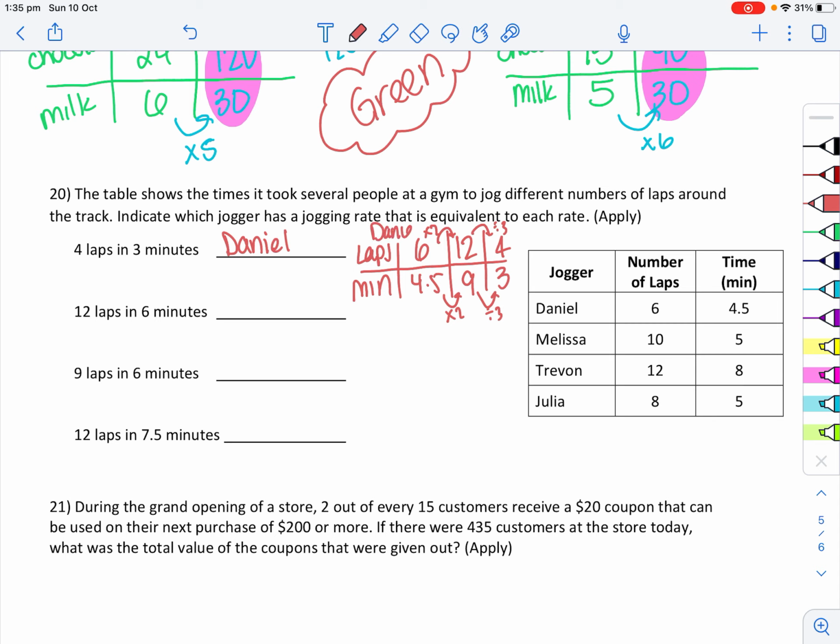For Melissa, let's change colors for Melissa. I've got 10 laps in 5 minutes. That's going to be 2 laps in 1 minute. So if I do this times 6, that's going to be the second one, 12 laps in 6 minutes.